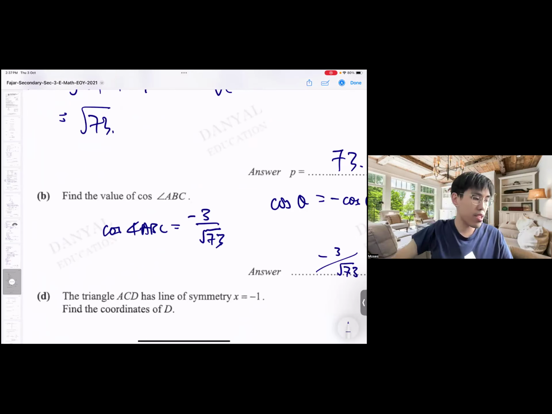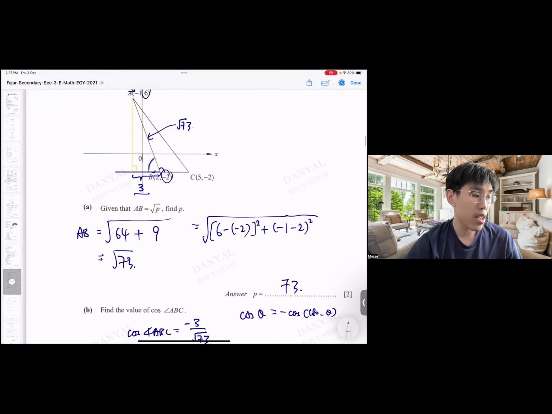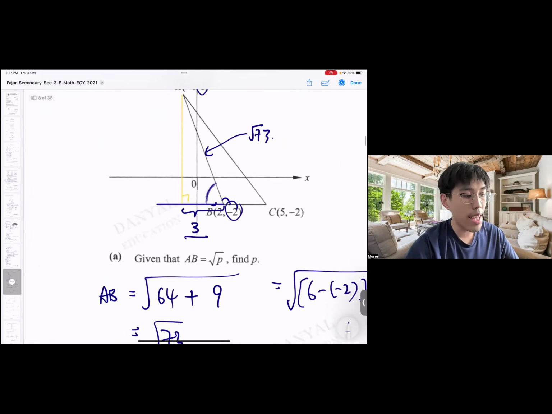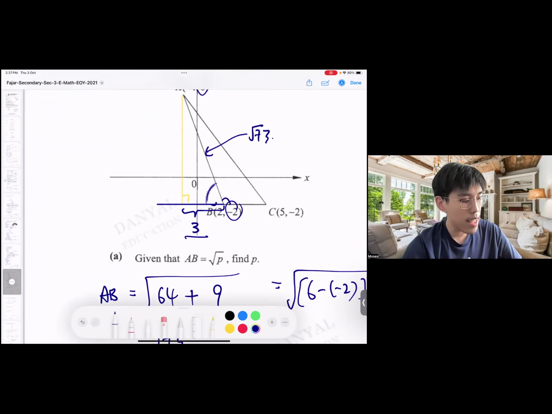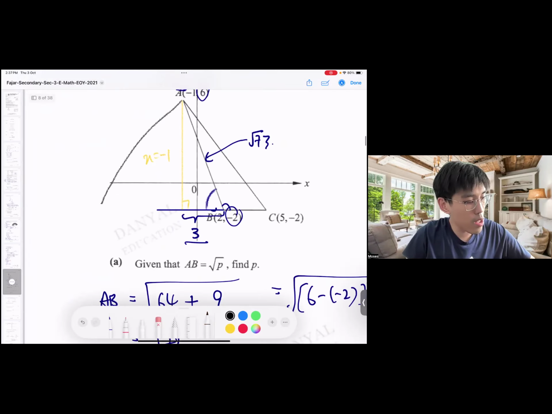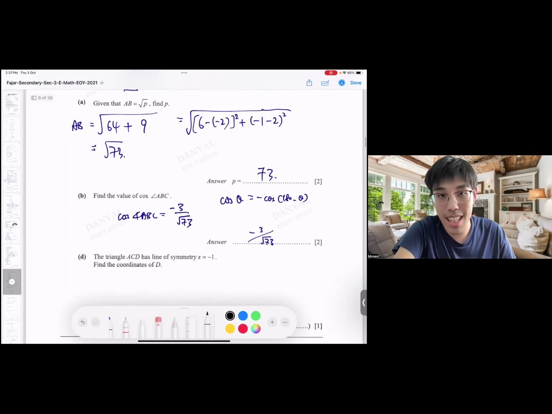Can? Okay, next, the triangle ACD has a line of symmetry, x equals to -1. That means this yellow line I'm drawing here, which coincidentally is x equals to -1, this becomes the line of symmetry. So that means something else along the line, the D is here, somewhere down the road here. Okay, maybe not that high, but somewhere here. At least have some idea what's going on. So this yellow line I'm drawing here is the line of symmetry already.